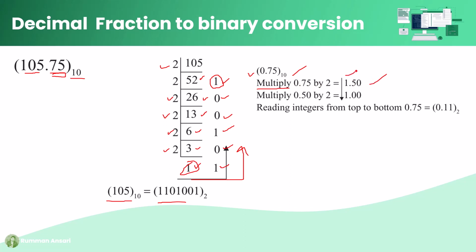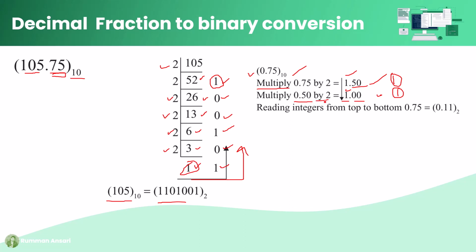Here you have to identify the integer digit, so we note the 1 over here. Again we are getting 0.50, so we take this and multiply by 2 again, so it will be 1.00. Here we identify this digit and take it as 1. As you can see, the fractional part is now 00. That means if it is 00, you need not multiply by 2 again.